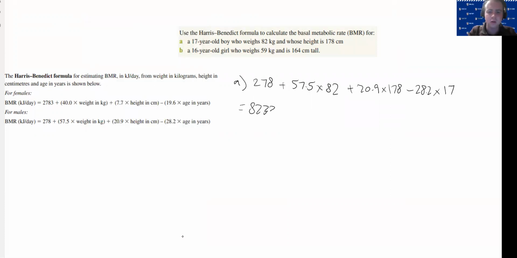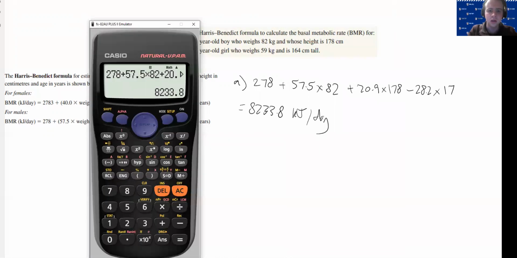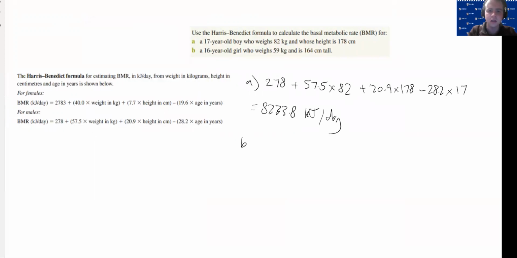So kilojoules per day. Do I write that down? Yes, correct. Okay, and so for this last one here, we have a 16-year-old girl. So we're going to use the top formula. It's going to be 2783 plus 40 times her weight, plus 7.7 times her height, and then minus 19.6 times her years, which is 16. Pop this up.